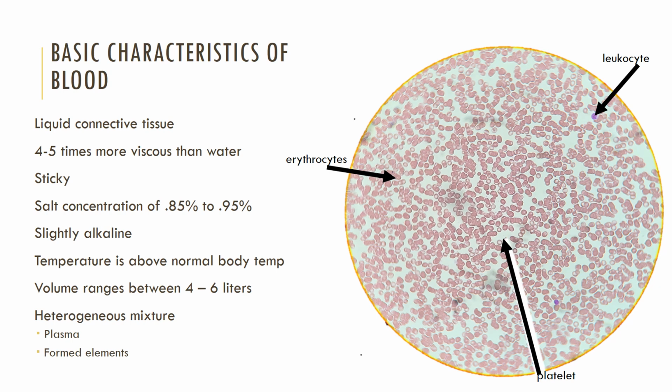And blood volumes range from 4 to 6 liters. Men have about 5 to 6 liters of blood, and women have 4 to 5 liters of blood. Blood is also a heterogeneous mixture consisting of plasma and formed elements. The non-living matrix is the plasma, and the formed elements of the blood are the plasma proteins.